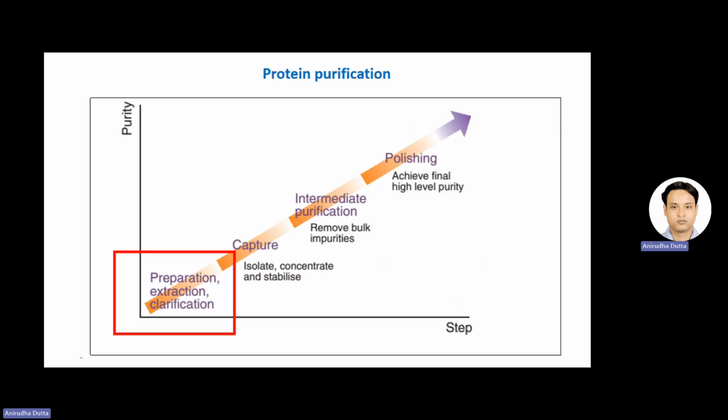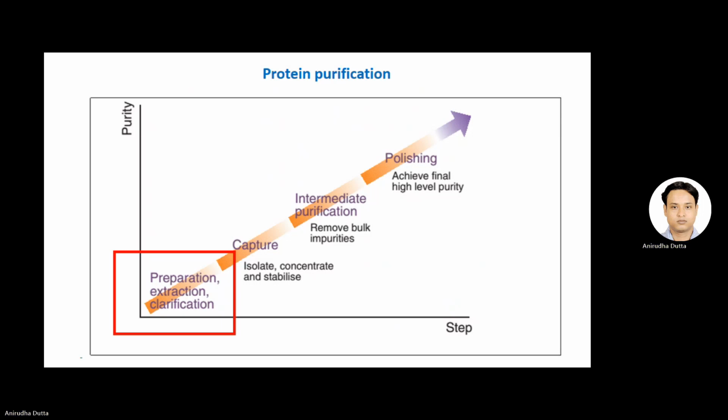Next step is isolation or capture. Then we do some intermediate purification, and finally we do a polishing step. So we are going to go step by step through all those purification processes. For the beginning, we are going to discuss today the extraction of protein, or the sample preparation for protein purification.